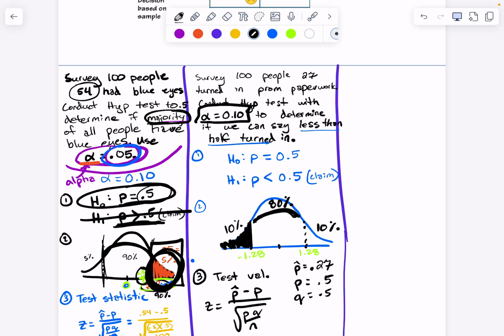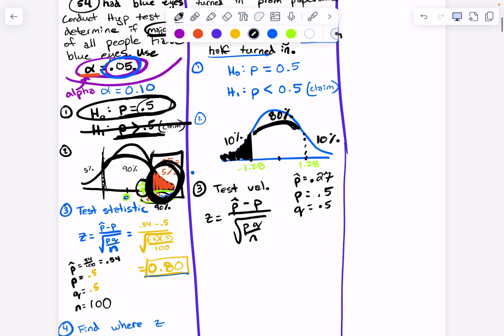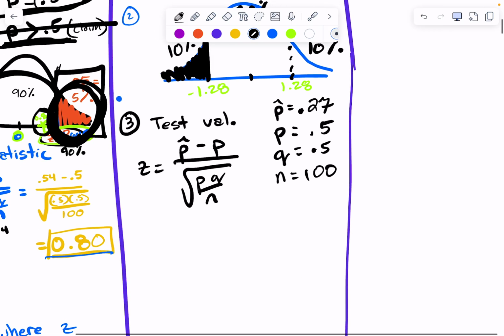It won't always be 0.5 and 0.5, by the way. 0.5 and 0.5 would just be majority. They might say, let's test to see if 30% of all people turn in paperwork. Then it would be 30% and 70%. Okay, so we'll get to that. N is 100. Okay, so we're going to plug stuff in.